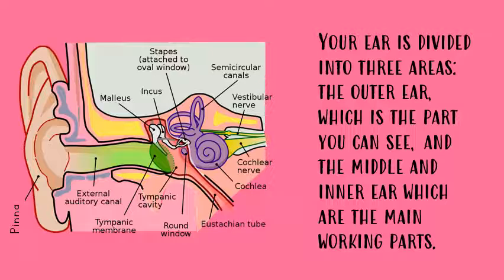Your ear is divided into 3 areas: the outer ear, which is the part you can see, and the middle and inner ear, which are the main working parts. So here is the outer ear, and then the middle ear is the canal up until the eardrum, and then from the eardrum inwards, that is your inner ear.